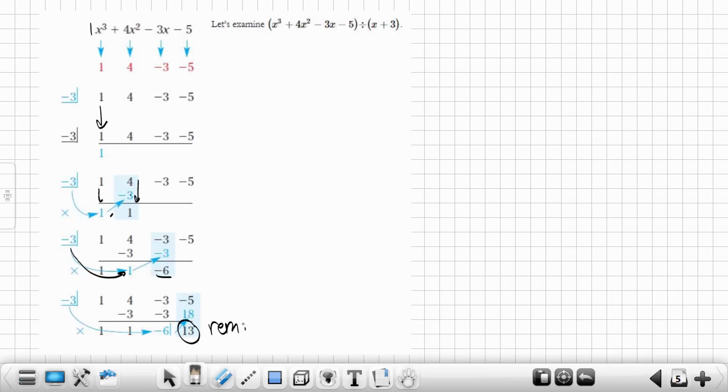So why did we use negative 3 again? Right up here, it's divided by x plus 3. So we do x plus 3 equals 0, so x equals negative 3. Now what's left over? Do you remember what the leftover is called?